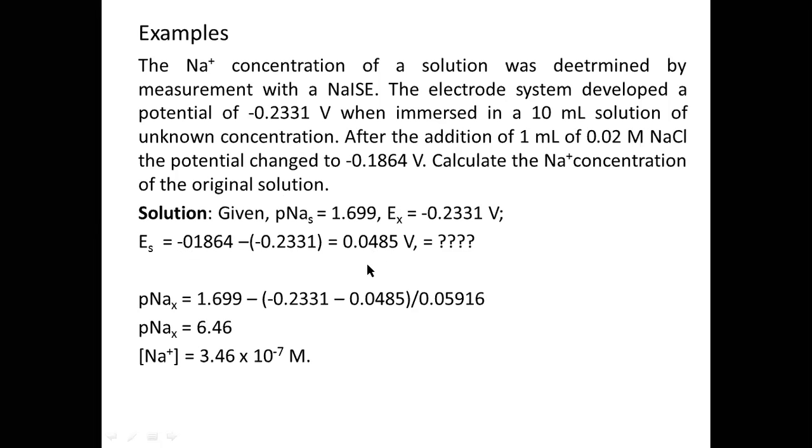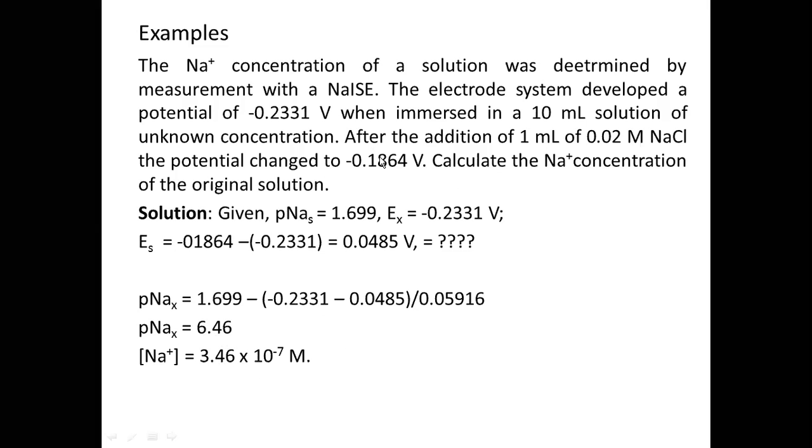So pNa(x), what you have to calculate? pNa(x) is equal to pNa(s) minus E unknown minus E(s) divided by 0.05916. pNa(x) will be 6.46. So pNa(x) is nothing but minus log of Na plus concentration. You take the anti-log of minus 6.46, and you will get the concentration of Na plus as 3.46 into 10 power minus 7 molar.